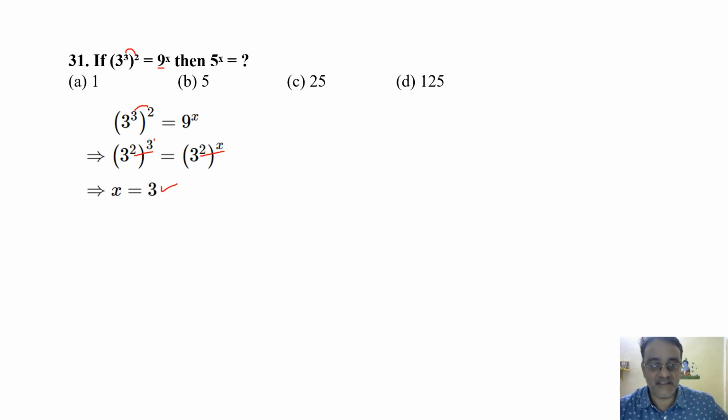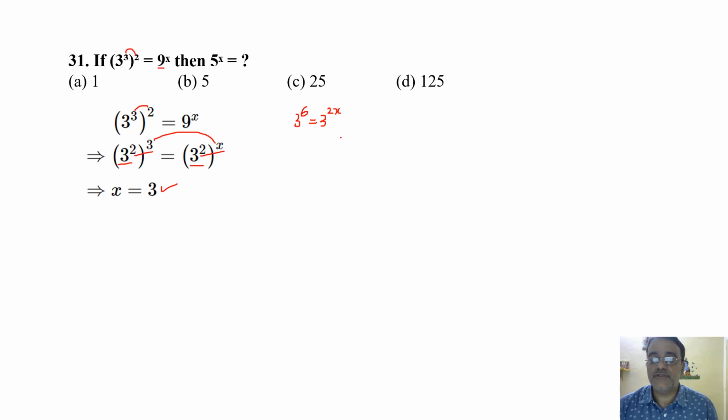We can compare right here, look carefully, because the base has become the same on both sides, right? These two powers we can also interchange, because both are products. 3 into 2 we can write 2 into 3 also. Otherwise simply 3 to the power 6, and this will be 3 to the power 2x. So 2x is equal to 6, so x is equal to 3.